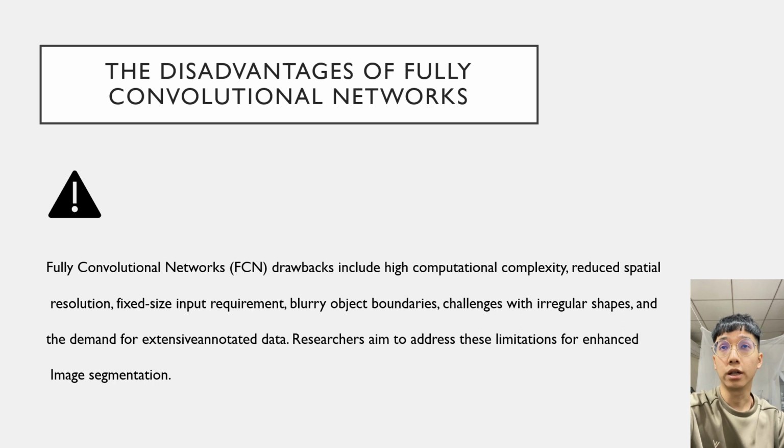And the disadvantages of fully convolutional networks. Its drawbacks include high computational complexity, reduced spatial resolution, fixed-size input requirement, blurry object boundaries, challenges with irregular shapes, and the demand for extensively annotated data. Researchers aim to address these limitations for enhanced image segmentation.